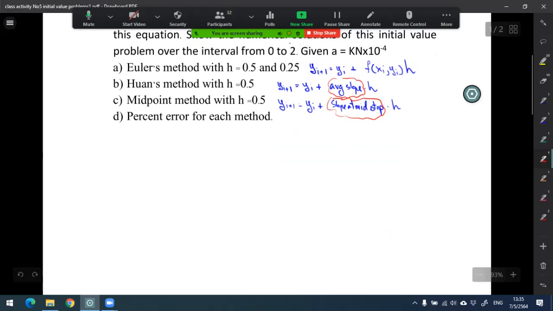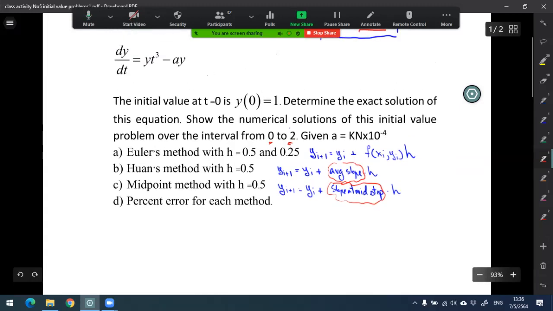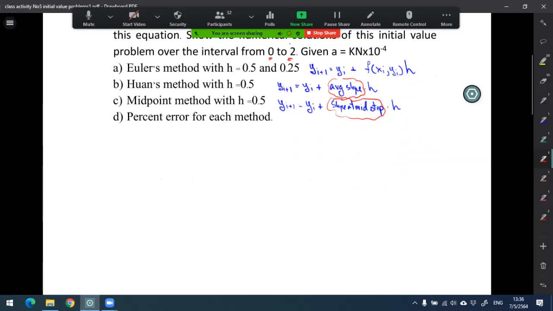For the Euler method, we would like to solve this problem from 0 to 2. Okay, and the initial value is at time t = 0, y0 = 1. We know the initial value already. Okay, so for the Euler method, we may start by creating a table like this.